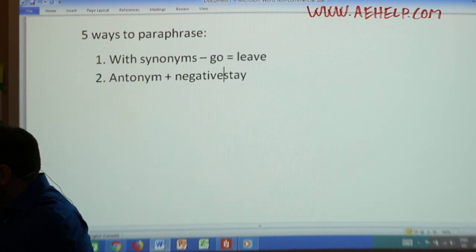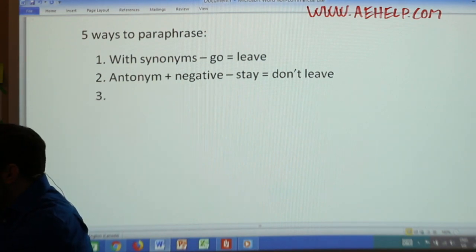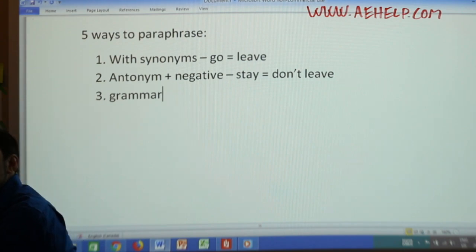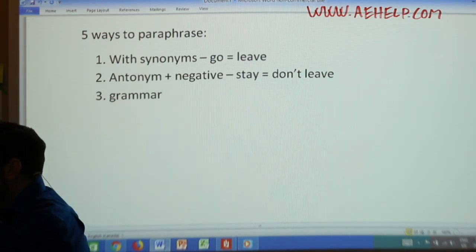So stay is the same as don't leave. Okay, grammar is another one. Somebody mentioned that. That was great. So grammar is definitely used for paraphrasing.